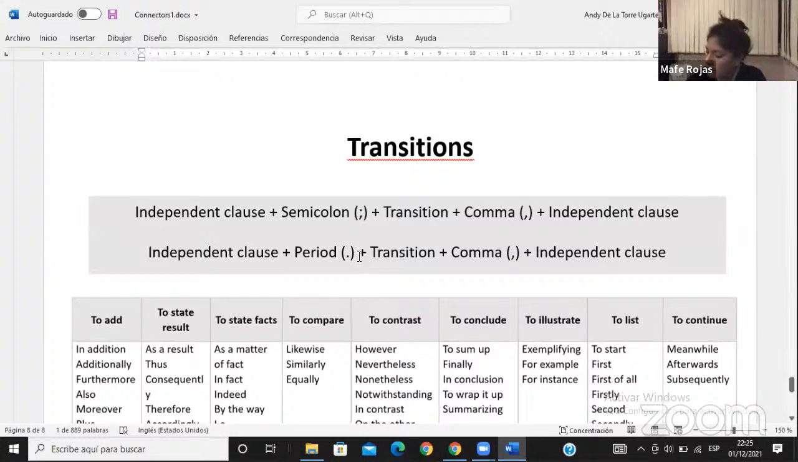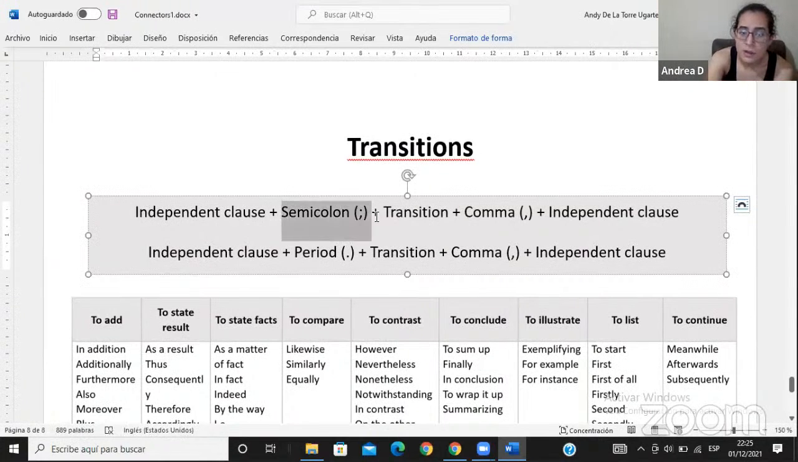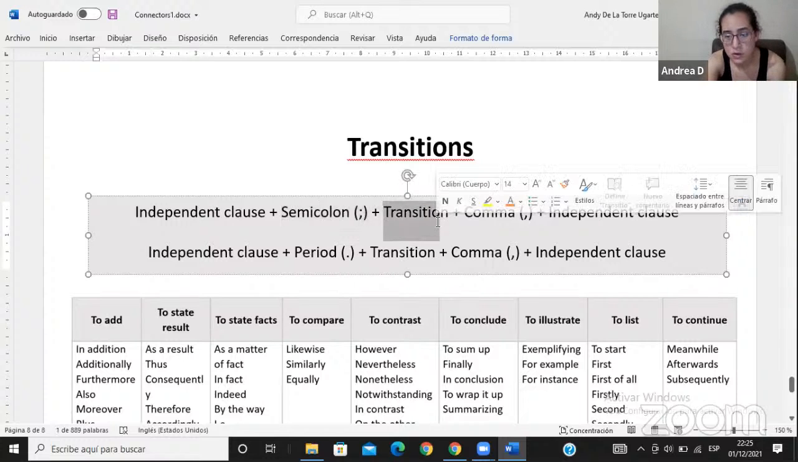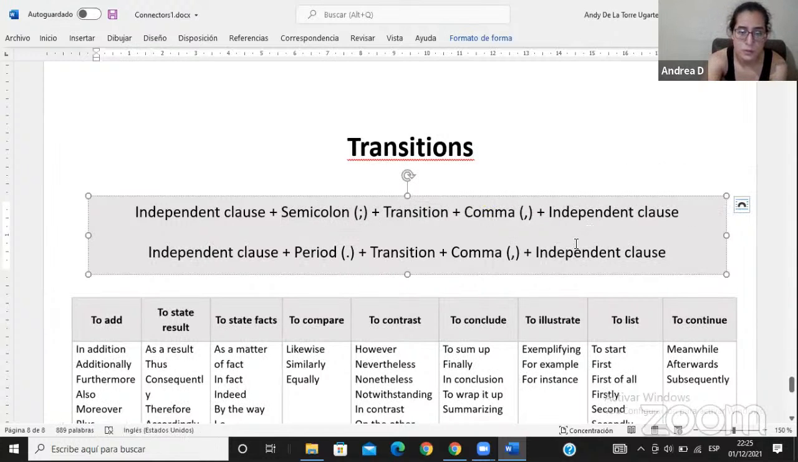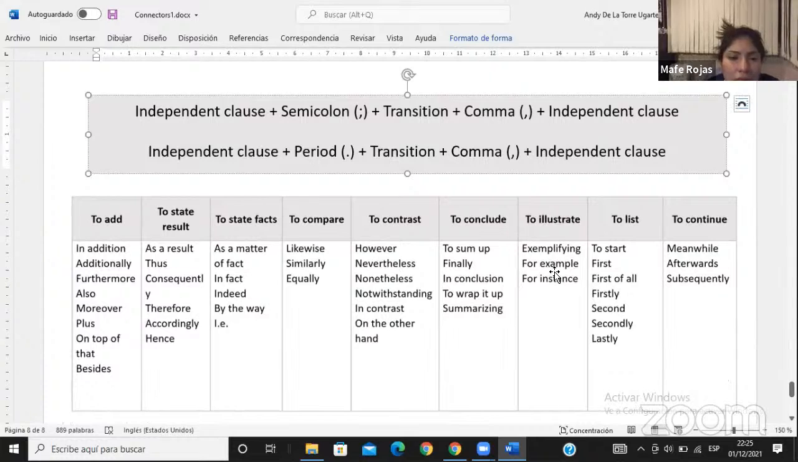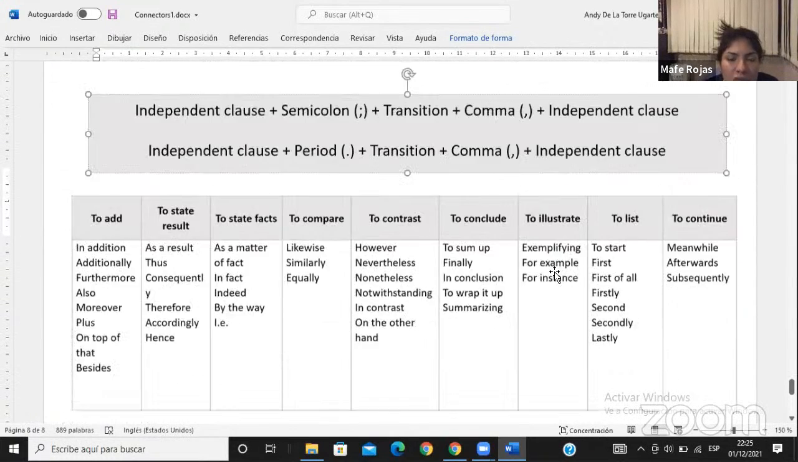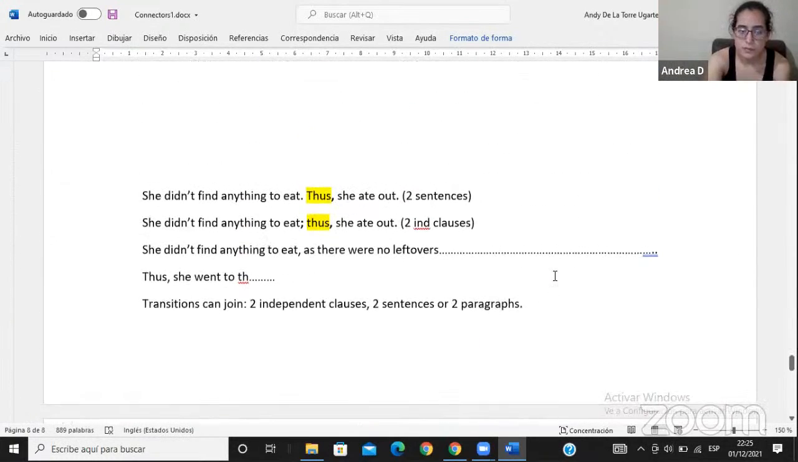So an independent clause, a semicolon, the transition, comma, and the independent clause. Yes. No exceptions.